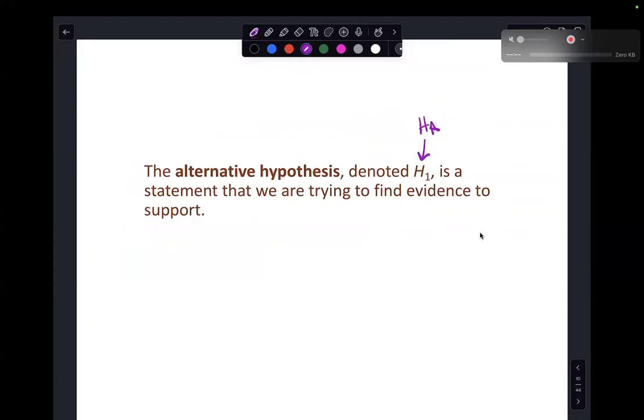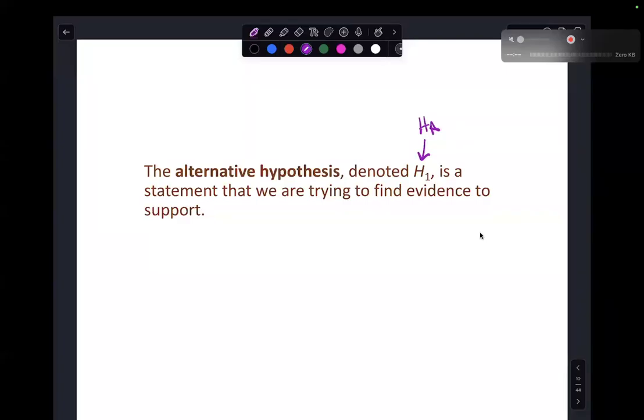So the alternative hypothesis, this is the thing we're trying to find the evidence to support. So this is, I think that the average commute is greater than 15 minutes. So the greater than 15 minutes, that would be my alternative hypothesis. That's what I'm trying to find evidence to support. I'm trying to prove it might be true or show that it's plausible. That's the alternative hypothesis.